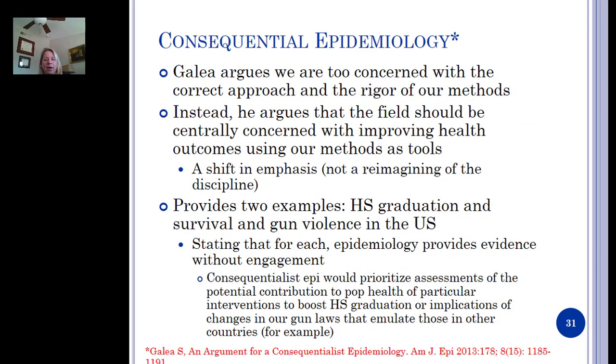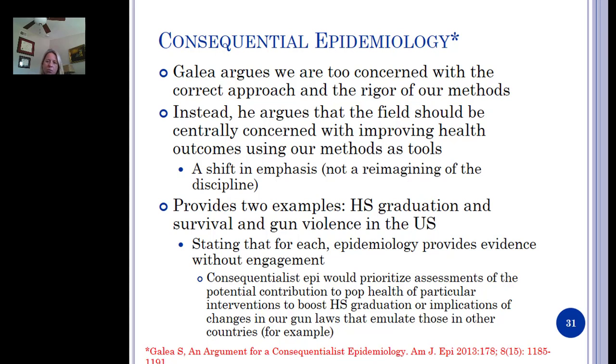So I want to go back to that paper by Gallia, and I mentioned before, he argues for this consequentialism, and he defines it more specifically in this paper, which is entitled An Argument for Consequentialist Epidemiology. Specifically, he argues that we are too concerned with the correct approach and the rigor of our methods, and we being epidemiologists. And instead, he says the field should be focused and concerned with improving health outcomes using our methods as our tools. So he argues for a shift in the emphasis, but not necessarily a reimagining of the discipline.